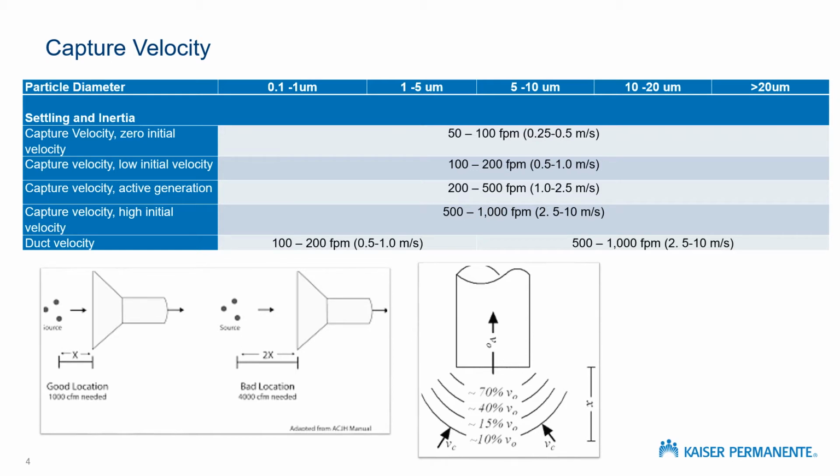Momentum, by the way, in physics, the variable capital M, momentum, is defined as mass times velocity. So a 20 micron droplet or particle moving at the same speed as a 10 micron droplet or particle has twice the momentum.